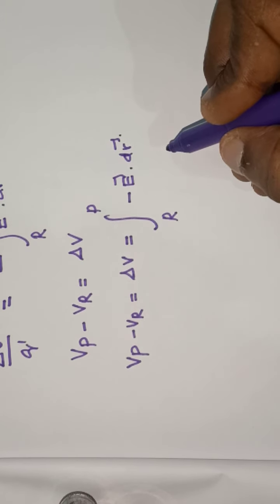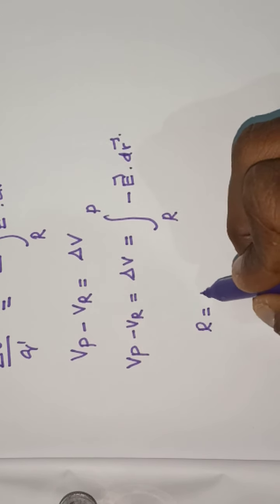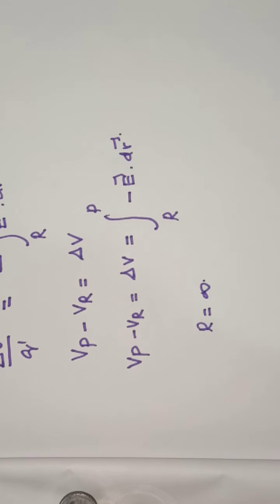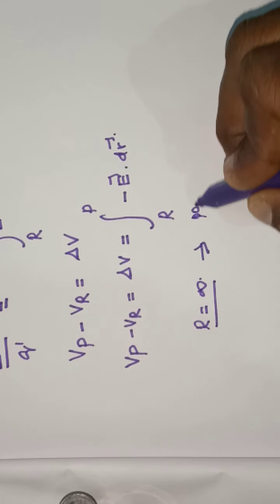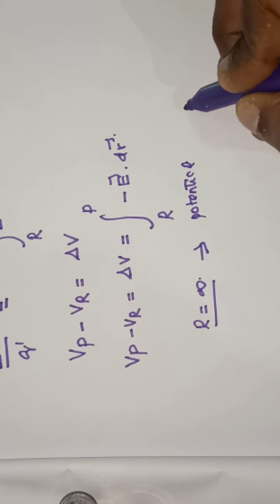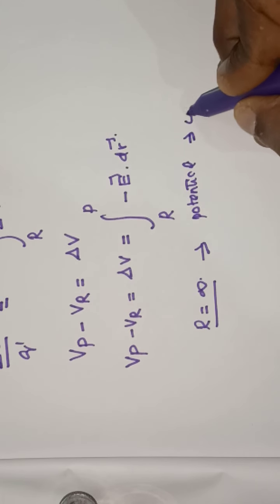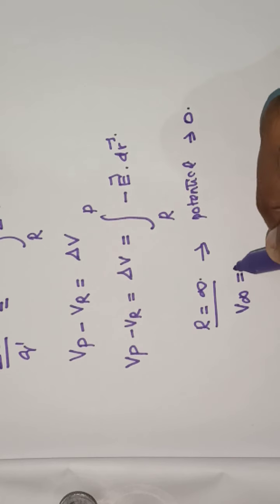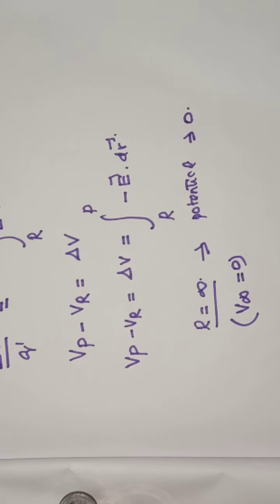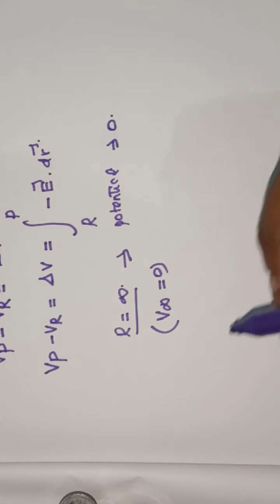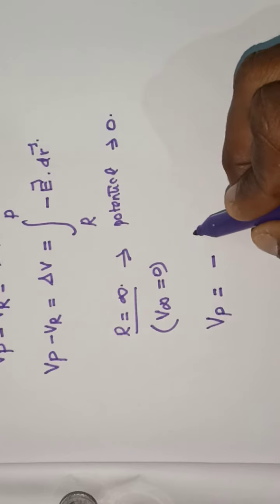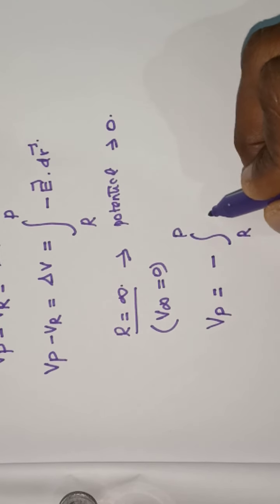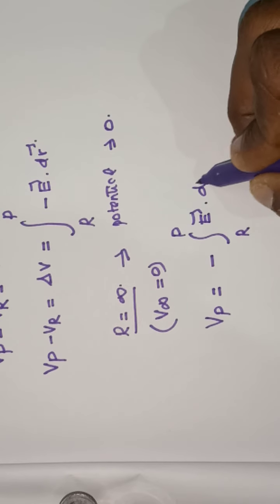If R is taken as infinity and its potential is considered as 0, that is V infinity equal to 0, the electric potential is mathematically written as Vp equal to minus integral R to P E vector dot dr vector.